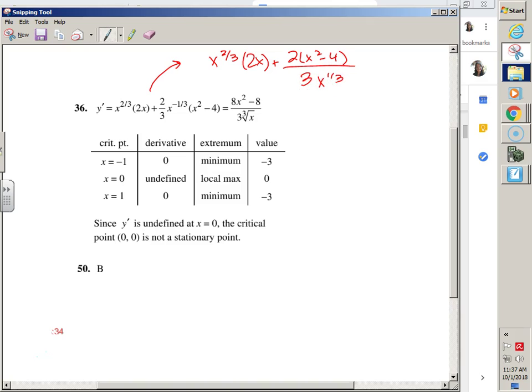I think I would have started there, and then I would have gotten a common denominator. Because if you're trying to find critical points, remember we want it all together, one top, one bottom. So I would have done a common denominator, because then actually this is quite nice. That's just x to the 1. So that's 6x squared plus 2x squared minus 8 all over 3 cubed root of x.